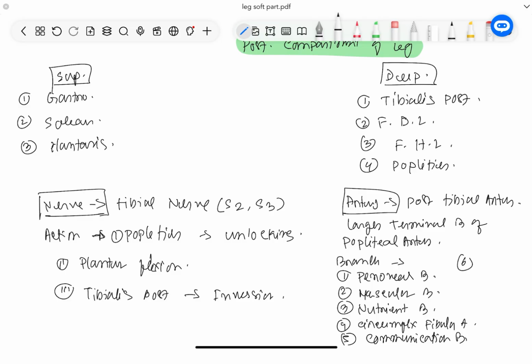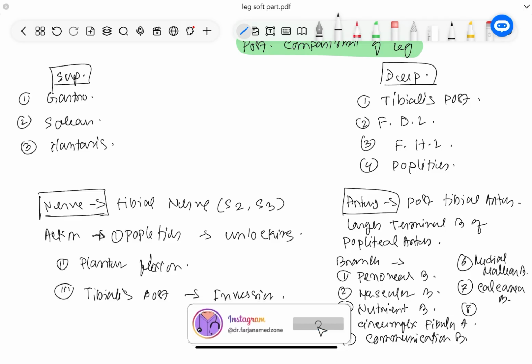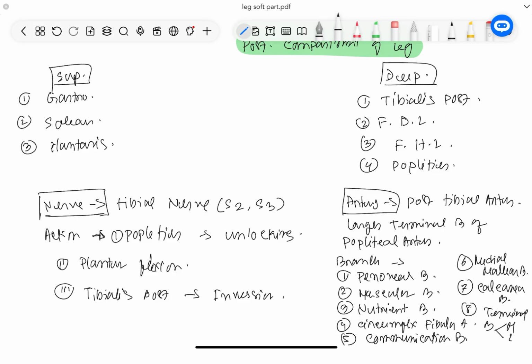Number five is the communicating branch. Number six is the medial malleolar branch, number seven is the calcaneal branch, and number eight is the terminal branch. What are the terminal branches? The terminal branches are the medial and lateral plantar arteries. So that's all about the posterior tibial artery.